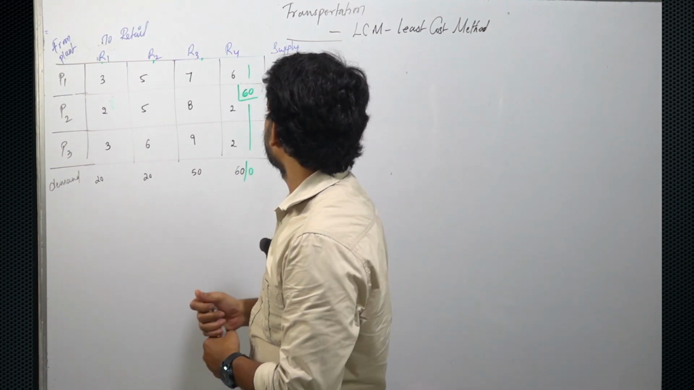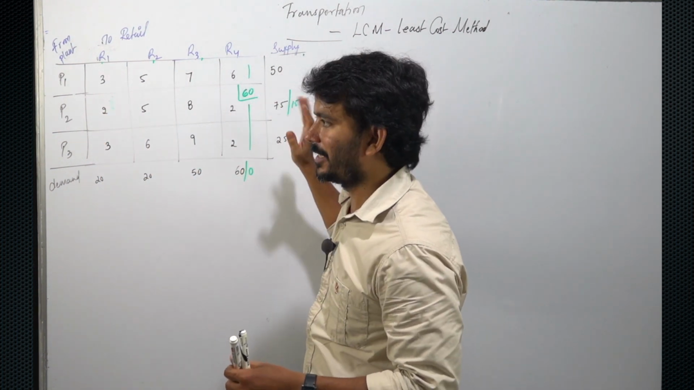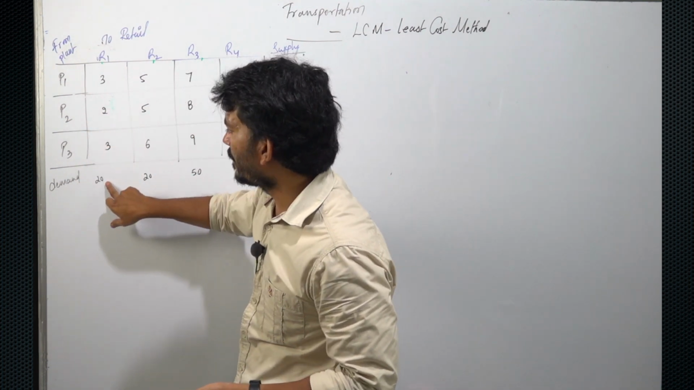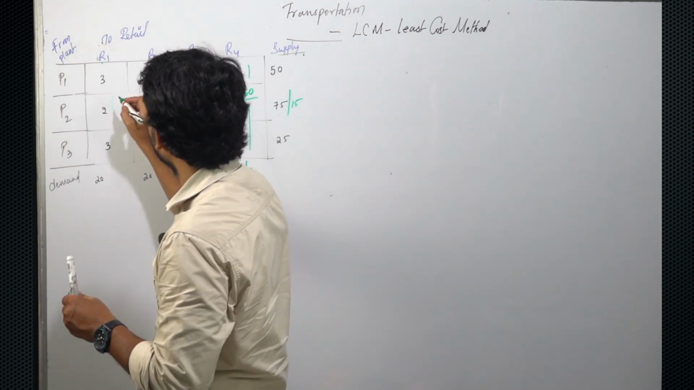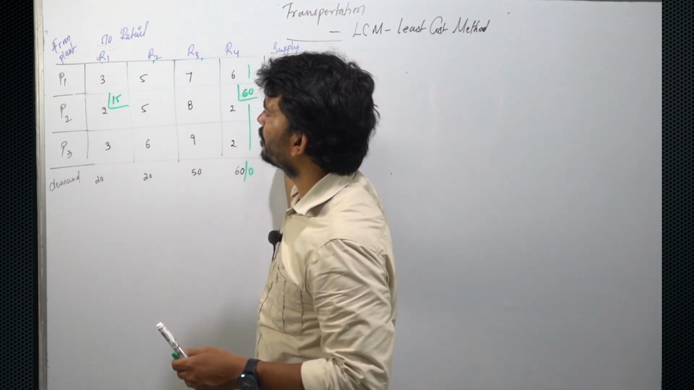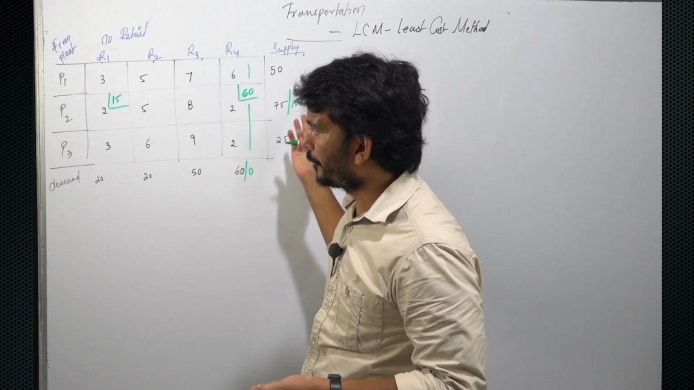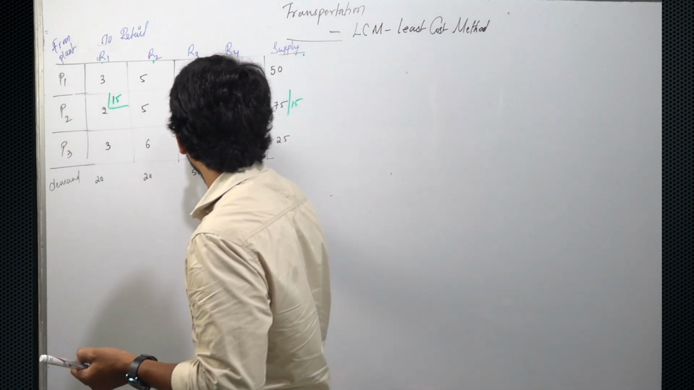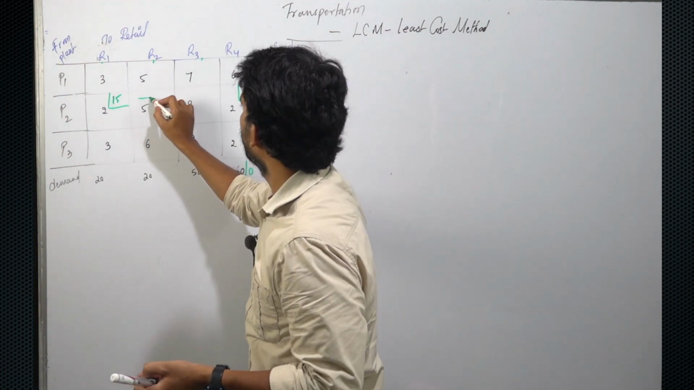So where is the next least? There are only 3 2s. These two 2s are gone, so there's only 1 2 left. There is no other option. The demand is 20, but the supply here is only 15, so the maximum we can give is only 15. You may ask, why not 20? Because the leftover supply of P2 after giving to R4 is only 15, so the maximum they can accommodate is only 15. The moment we give 15, this has become 0, so this will be struck off.